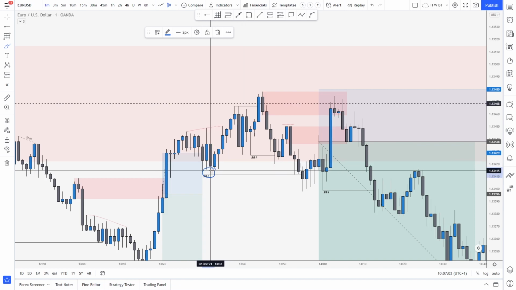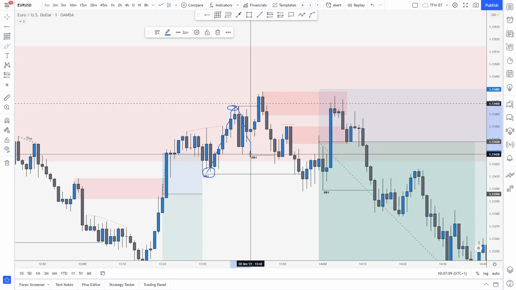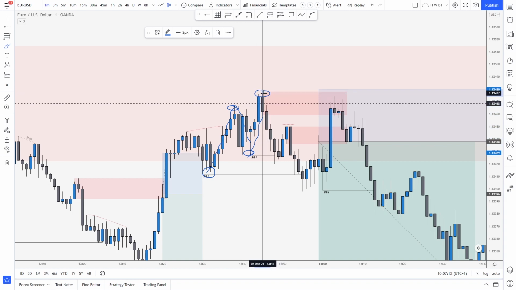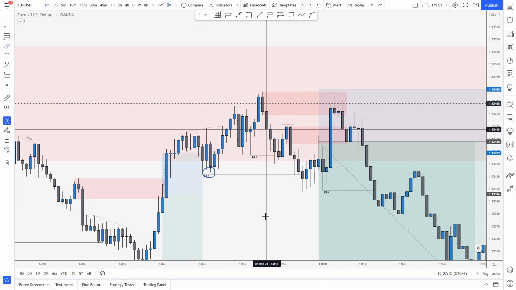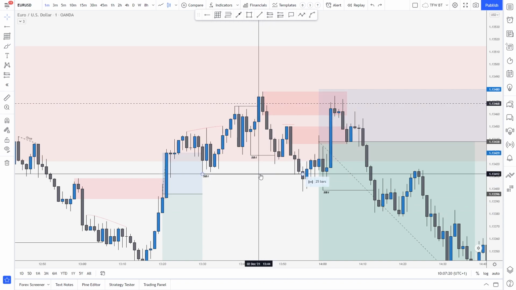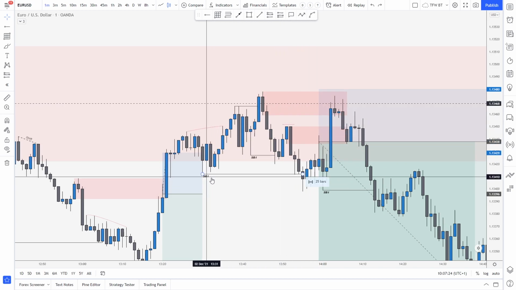Let's see why. So this one originates from here and breaks the structure and creates a new higher high. The market pulls back right there, creates a higher low, and then pushes and makes a new higher high. Okay, so just following this sequence, where is your major higher low? It's this one right here, right? So pretty much this one broke, we pulled back, and then we broke the secondary one.